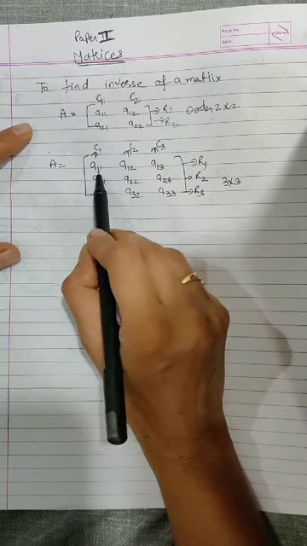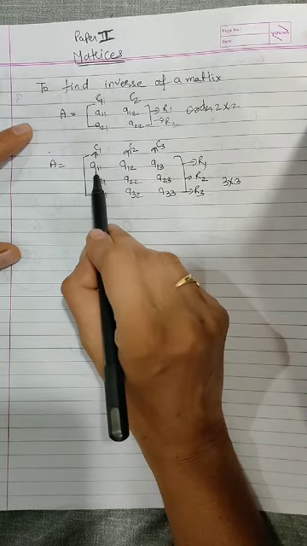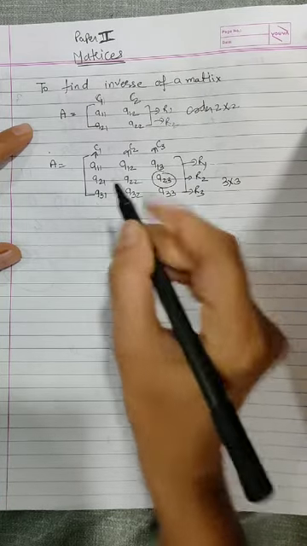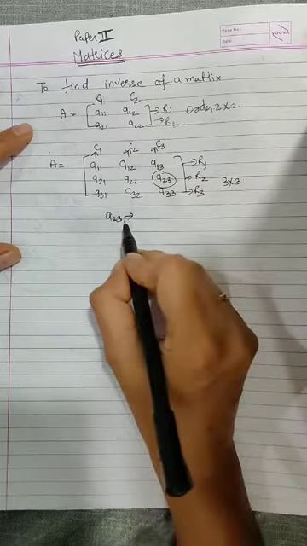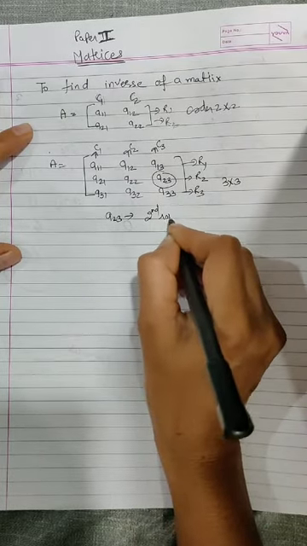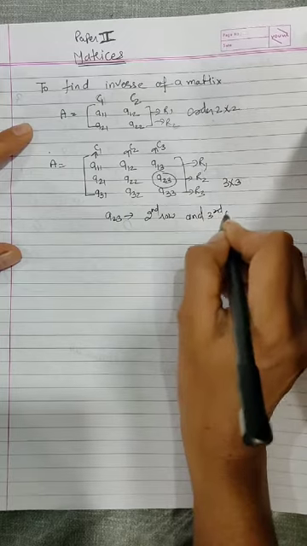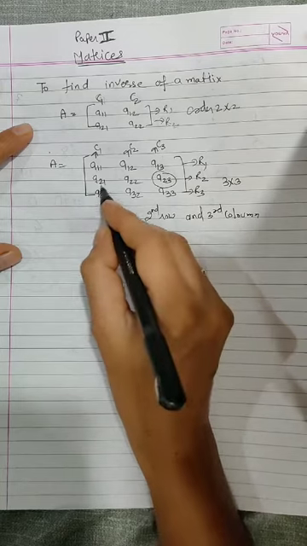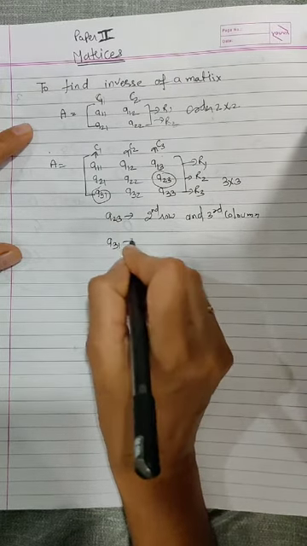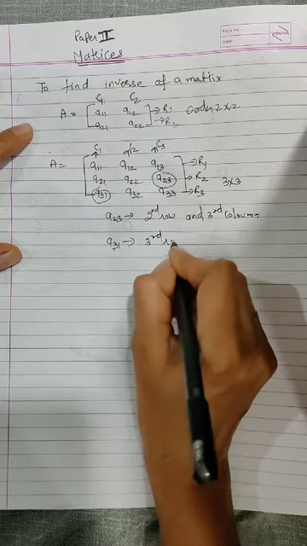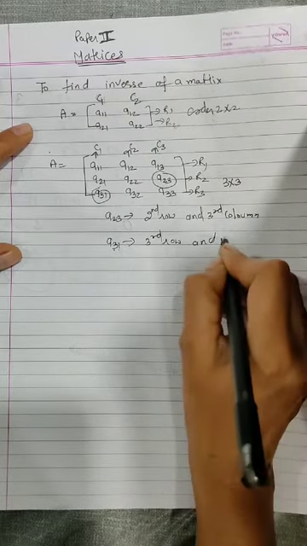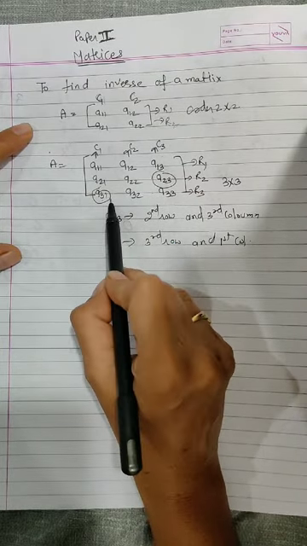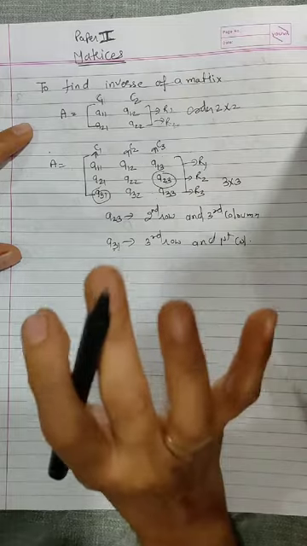And here the elements, see A11, first suffix stands for row, second suffix stands for column. This is known to you. Suppose I take this element A23. A23 means the element in the second row and third column. Okay, so second row is this, third column is this. Suppose I take this element A31. A31, this 3 stands for third row and this 1 stands for first column. So third row, first column. So in this way the suffixes are for rows and columns. So these are the basic things for matrices.